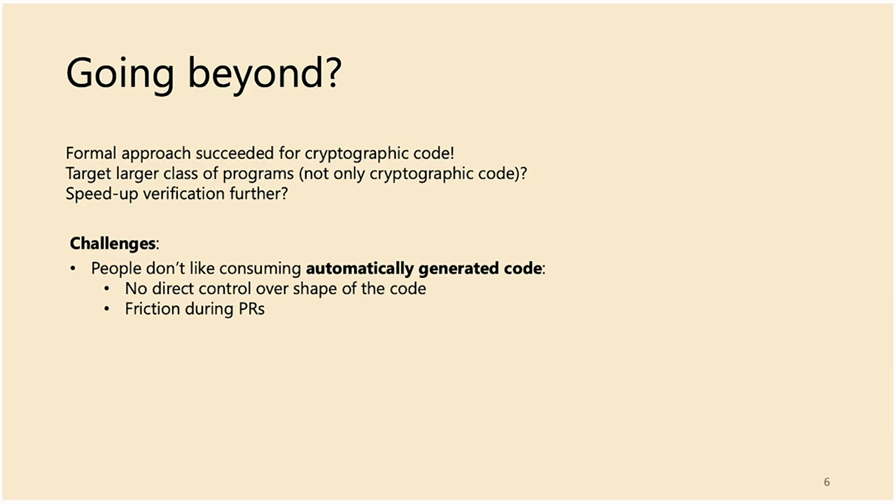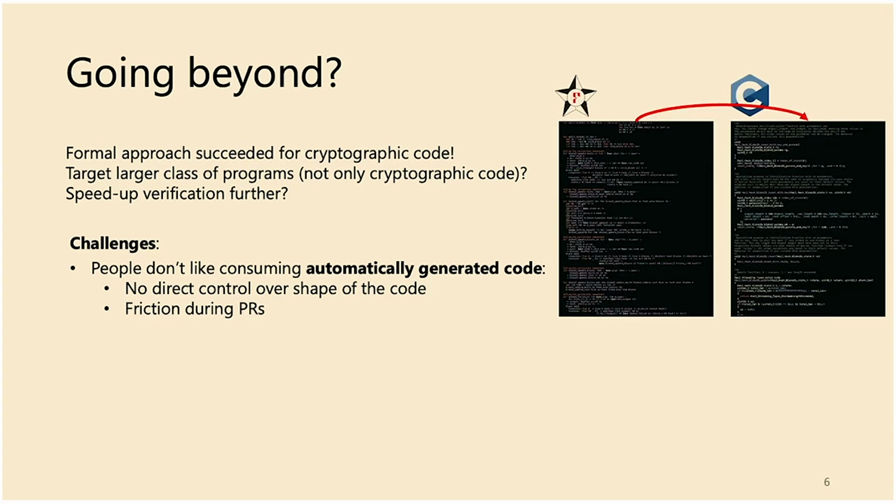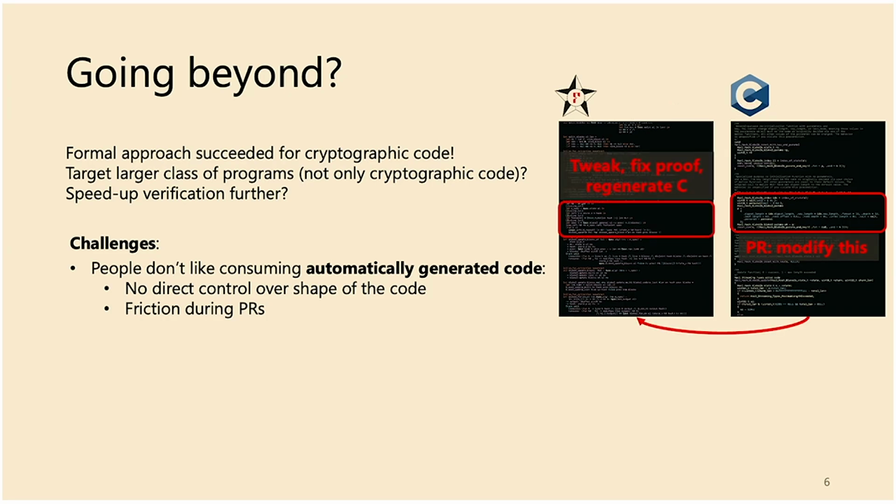So for example, one big problem was that people don't like consuming automatically generated code. They don't just accept the code because we tell them this code has been verified, it's free of bugs in some sense. They want to read the code, audit the code, check that it is idiomatic code, that it complies with their coding practices. And this leads to a lot of friction during PRs. So the way it would work is we would write and verify the code in F*, we would extract it to C, then someone would review the code and say, oh, I don't like the shape of that, could you modify it please? And then we would go back to the F* code, identify the part of the code which is responsible for this snippet, which is not completely trivial, because there are many steps happening in the transpilation.